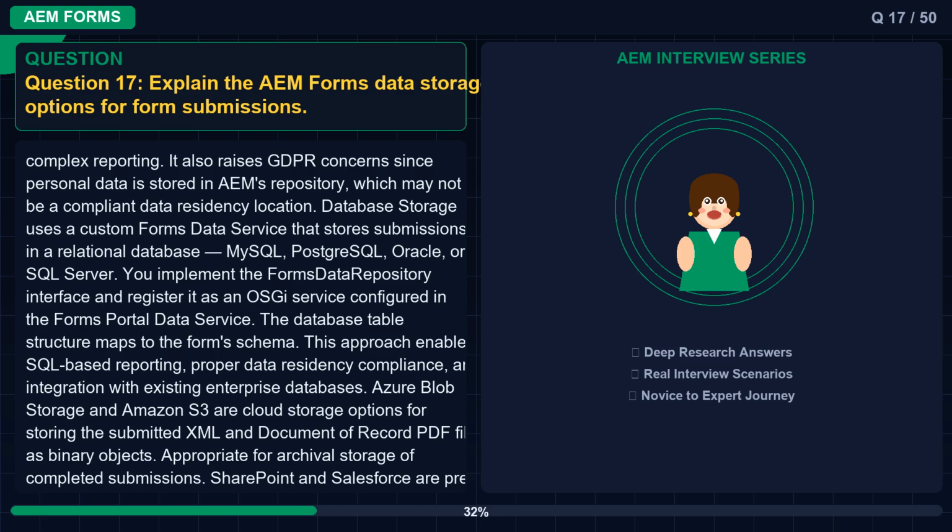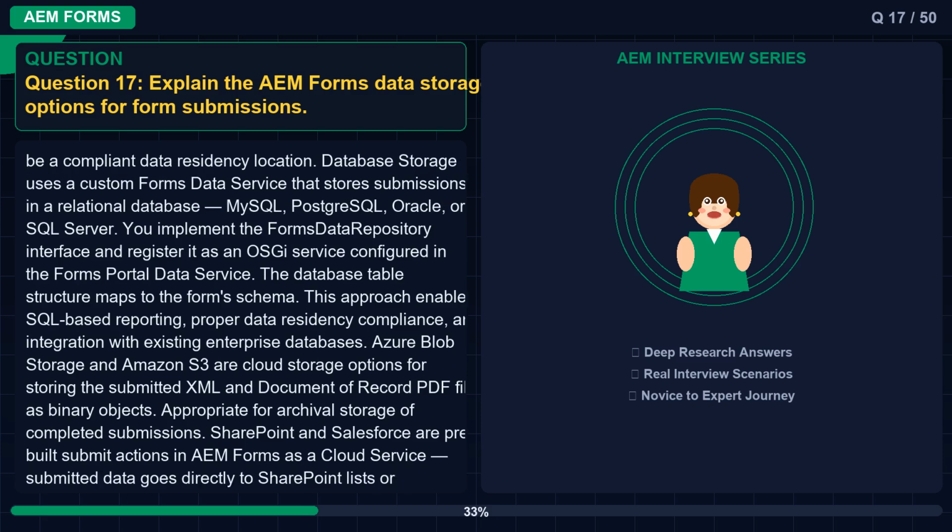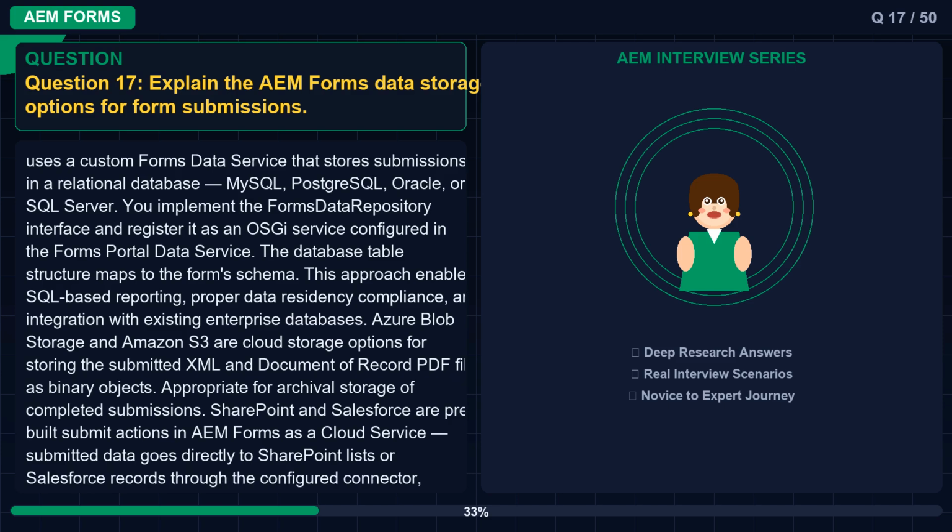Database storage uses a custom Forms data service that stores submissions in a relational database: MySQL, PostgreSQL, Oracle, or SQL Server. You implement the Forms Data Repository interface and register it as an OSGi service configured in the Forms Portal data service. The database table structure maps to the Forms schema. This approach enables SQL-based reporting, proper data residency compliance, and integration with existing enterprise databases.